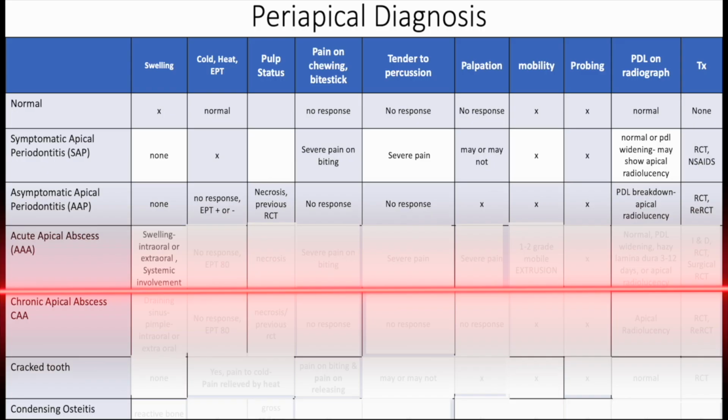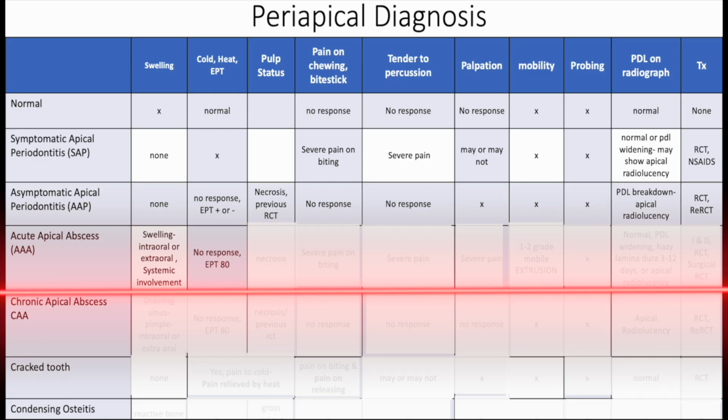What kind of swellings would you see? Yes, you will see intraoral or extraoral swelling. You might see lymphadenopathy, systemic involvement. So it is a very serious condition. You have to keep it as a top priority or top emergency condition in your clinical situation. With a pain this much, the patient might not give you a correct response. So you would say no response or normal response, or the pulp is most likely dead.